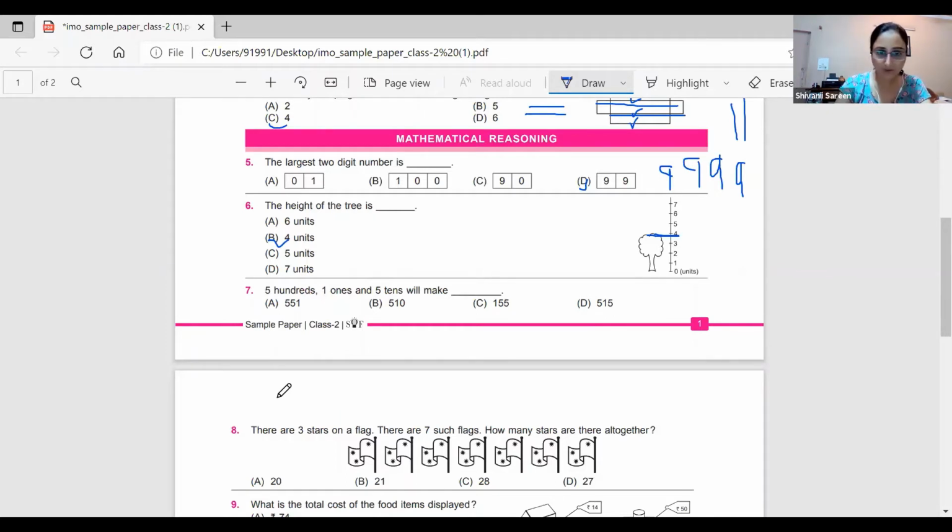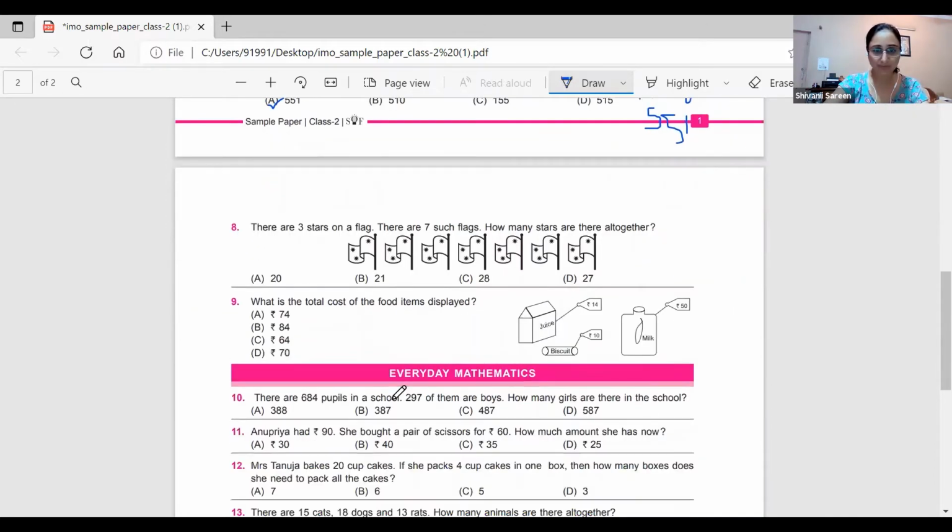500, 1 ones and 5 tens. So let's put the numbers in order. So we have 100, then we write tens, and then we write ones. So it says 500. So write down 5 under 100 column. 1 ones. So let's write 1 here. And 5 tens, 5. Again 5 tens. So 551. Sorry for the bad handwriting. Okay. Moving on to question number 8.